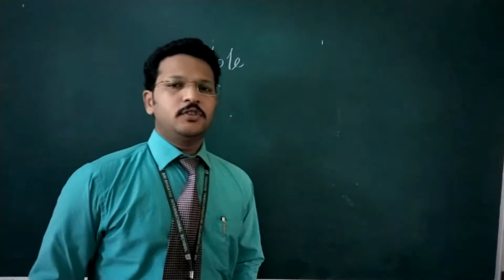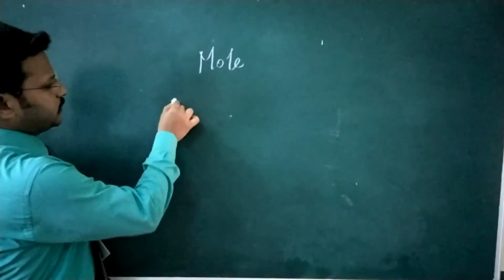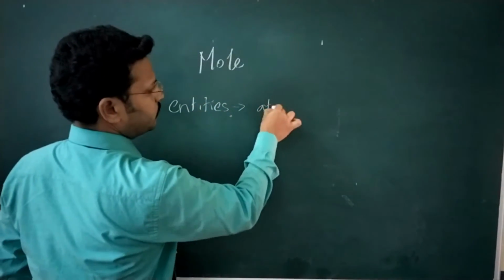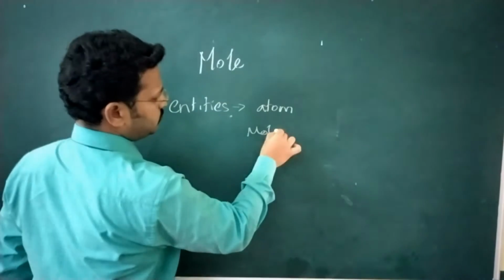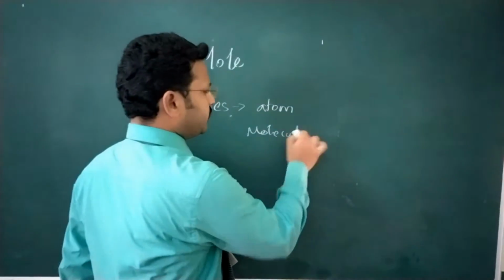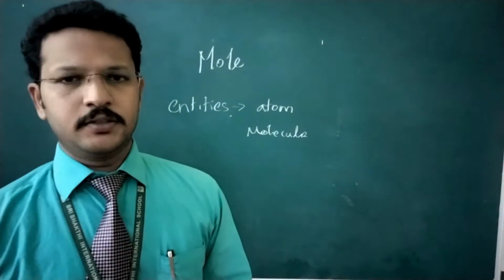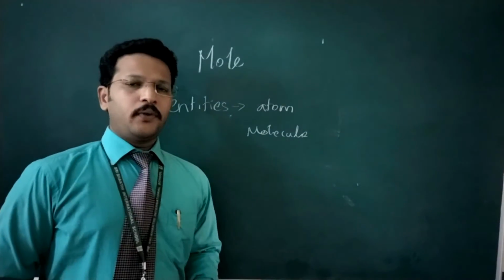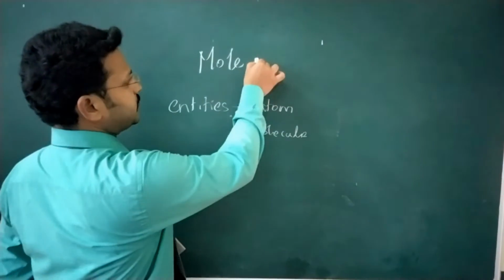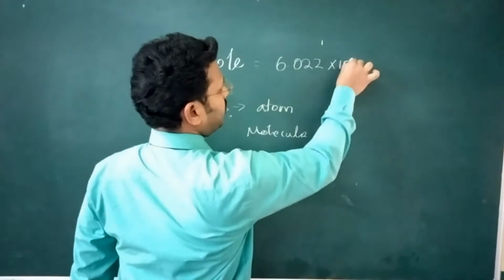As many entities as are present in 12 gram of carbon-12 isotope. Entities in the sense of atoms, molecules, or anything else, whatever we are taking in this universe. So the amount of atoms, molecules, or other entities present in 1 mole is nothing but 6.022 into 10 to the power 23.